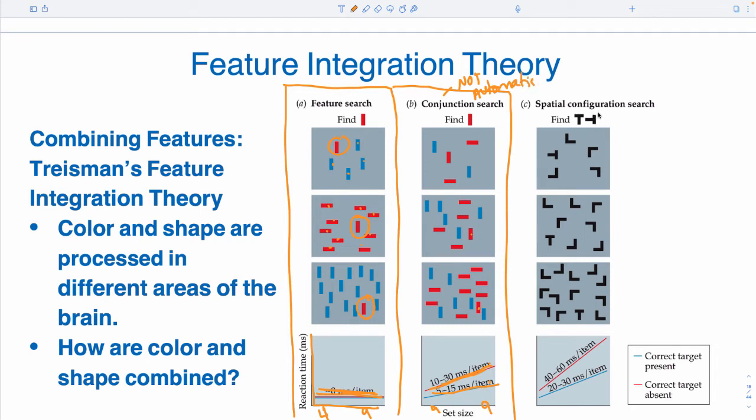The hardest search is the spatial configuration search, where the features are the same. So what are the features for these shapes? We have a horizontal and a vertical. What do we see here? Other shapes that also have a horizontal and a vertical. And so this one's even harder and also takes effort and is not automatic.